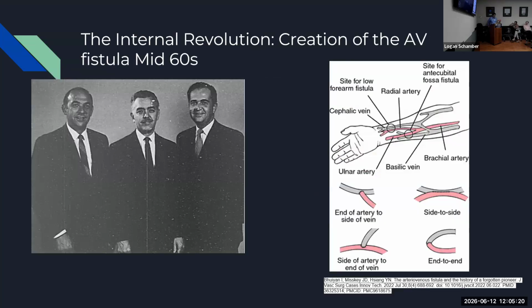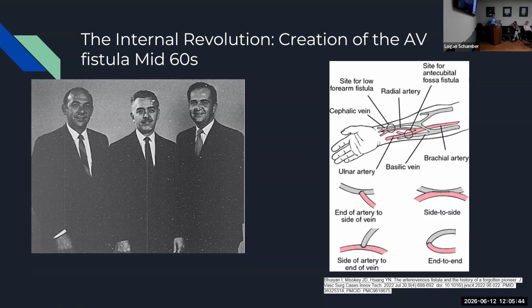Now, jumping a few years later, specifically in 1966, we have this group of physicians at the VA hospital in the Bronx. Pictured here are Dr. James Cimino on the right side, who was the chief of nephrology at the VA Bronx Hospital at the time. We have Dr. Charles Appel, one of the vascular surgeons, and then Dr. Brescia, who was also a nephrology attending at the VA hospital.